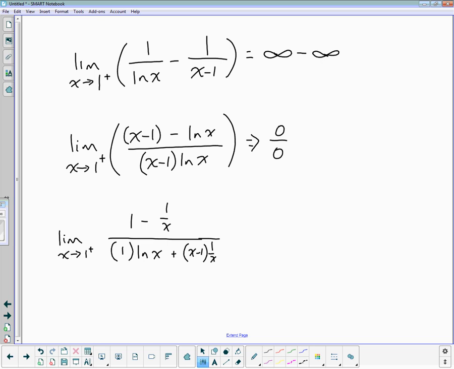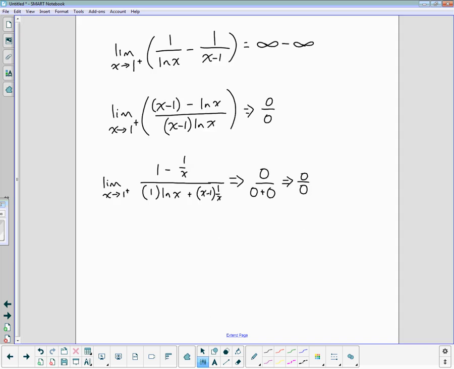So my numerator goes to 1 minus 1 over 1, 0. And the natural log of 1 is 0 plus 0. So guess what we have to do again? It's not La Hospital. I'm going to send you to the La Hospital. All right.